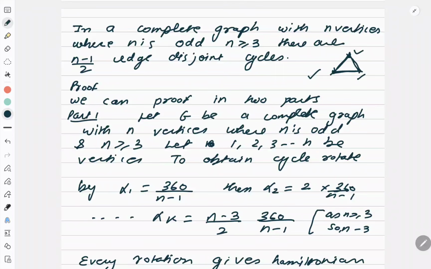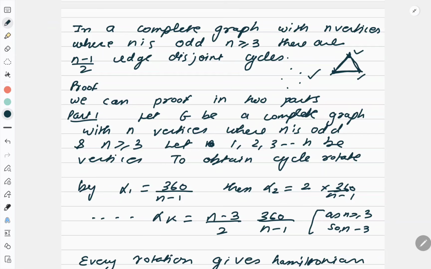They want to say if I have 5 vertices, then how many cycles can I make? 5 minus 1 is 4, 4 by 2. Okay, so understand the result. If it is 3 vertices, 1 cycle; 5 vertices, 2 cycles; 7 vertices, 3 cycles; 9 vertices, 9 minus 1 is 8, 8 by 2, 4 cycles. So I can have 4 cycles.